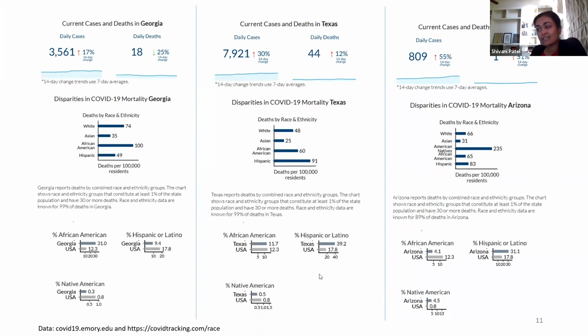And if you look at the share of Texas's population that is Hispanic, you see that that far exceeds the national average, whereas with African Americans, it's about the same as the national average. And then with Native Americans, you have a very small minority, and that share is much lower than the US average. And then we go to Arizona.